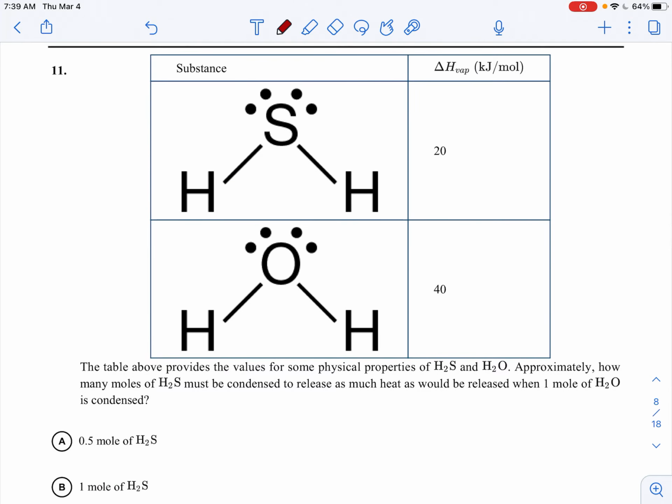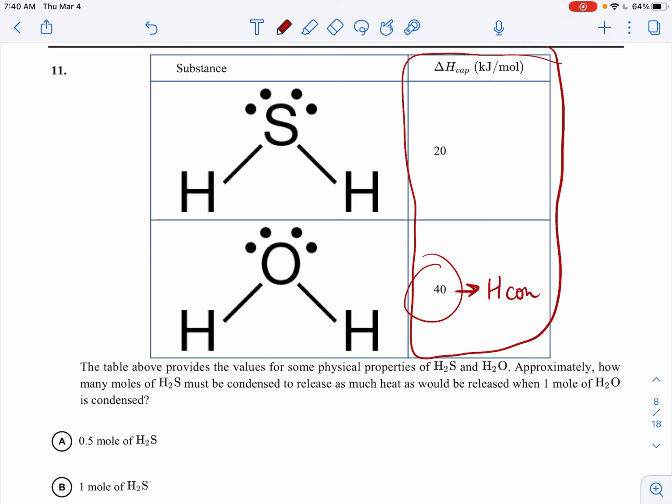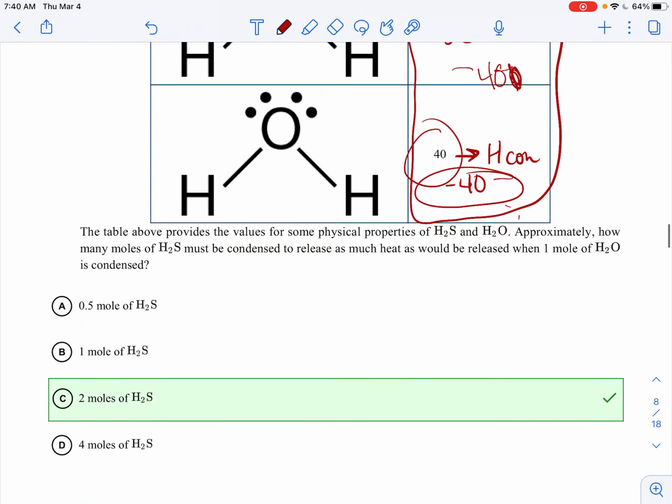So here we have our heat of vaporization. Okay, 1 mole of water takes 40 kilojoules for heat of vaporization. Now remember, the opposite of heat of vaporization would be heat of condensation, and it's just a negative. So this would be negative 40 to condense, and this would be negative 20 to condense. So if 1 mole of water releases negative 40 kilojoules to condense, then 2 moles of sulfuric acid will have to release negative 20 kilojoules each to get a total of negative 40 kilojoules. And so the answer is going to be 2.